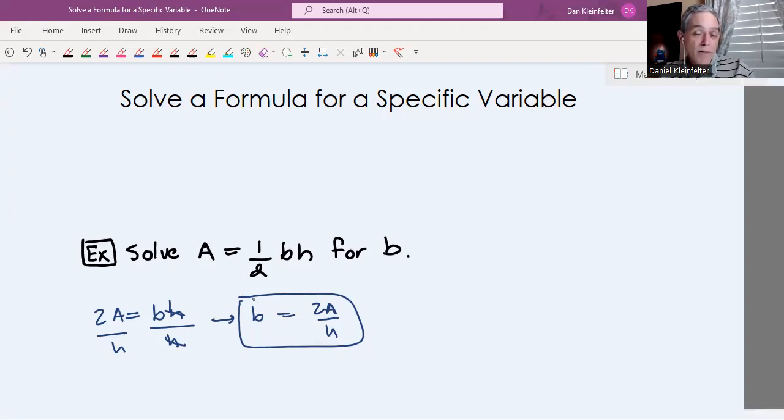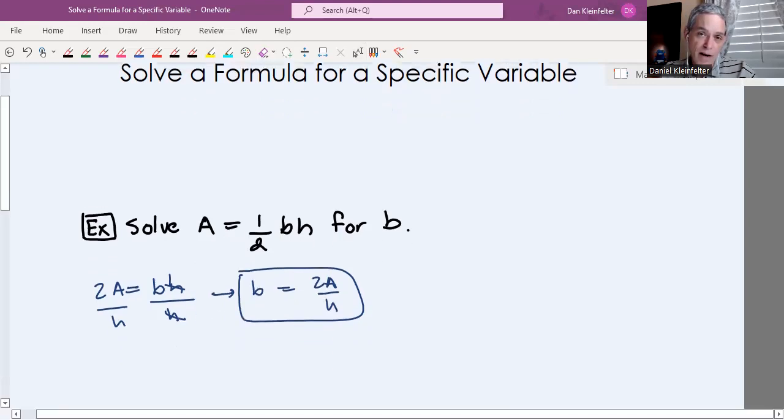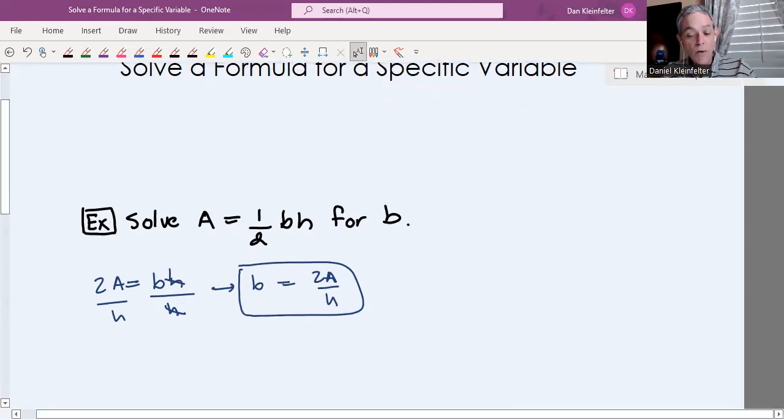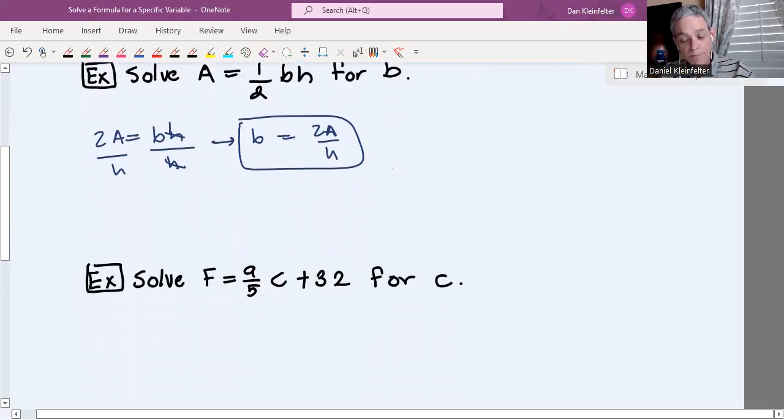What's the difference, by the way, between a formula and an equation? A formula typically has more than one variable in it and often has some sort of real-world interpretation to it, like this one being the area formula for a triangle. Okay, so we've solved this one for B.